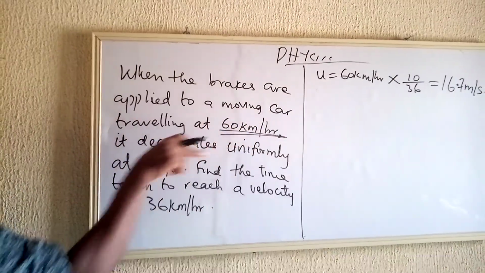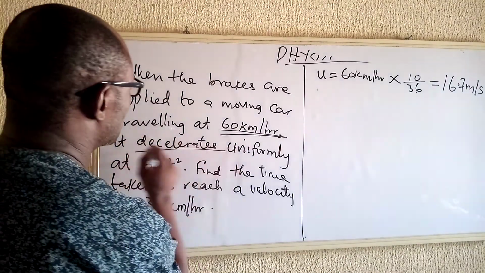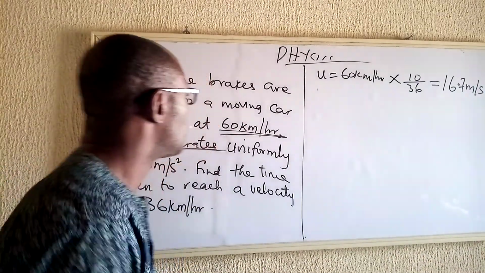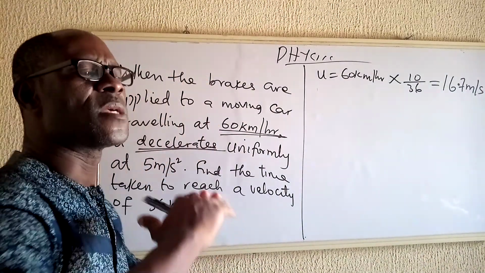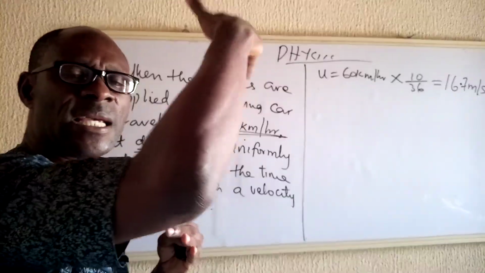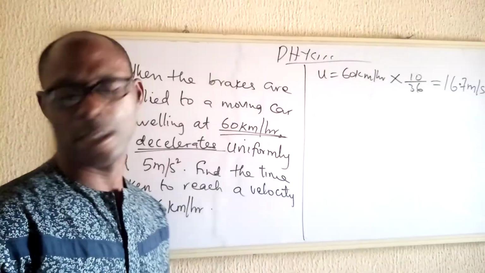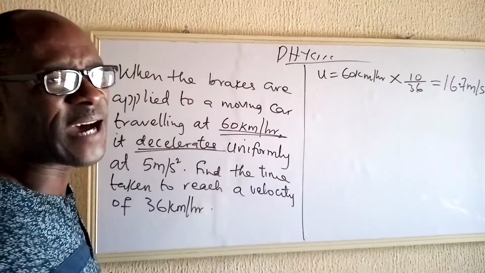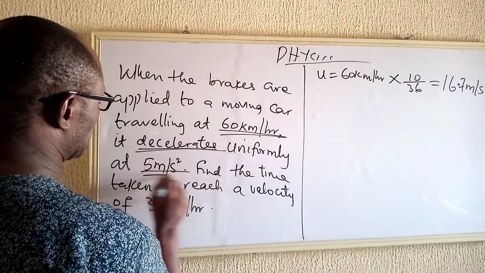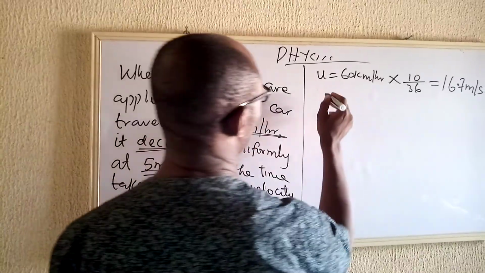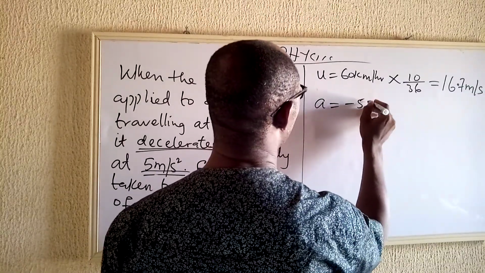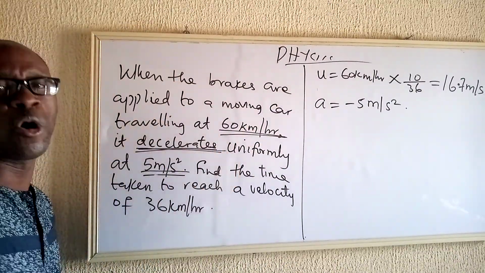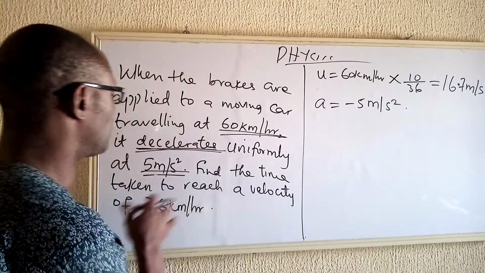But when the brakes are applied, what happens? It decelerates. The word deceleration means negative acceleration, in the sense that it is bringing down the velocity from a higher to a lower speed. So let's take note of that. Now, that means a negative sign has to be assigned to this acceleration of 5 meter per square second. So a will be minus 5 meter per square second, because the negative shows deceleration or retardation. It could be any of the two words.